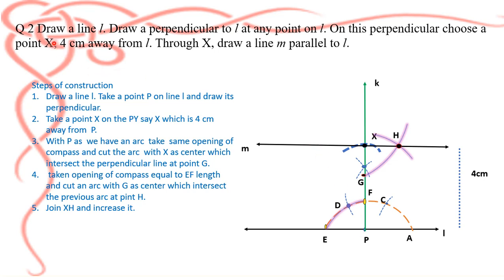So we have drawn a line L, then a perpendicular line PK on this L, and a point X which is 4 centimeters away from this line L. From this point X we have drawn a line which is parallel to the given line. So I hope you can draw a line parallel to the given line.